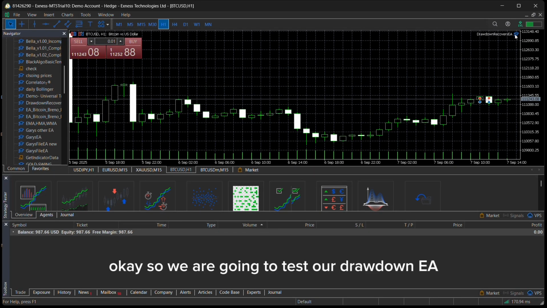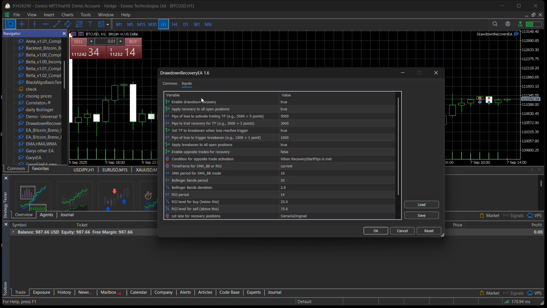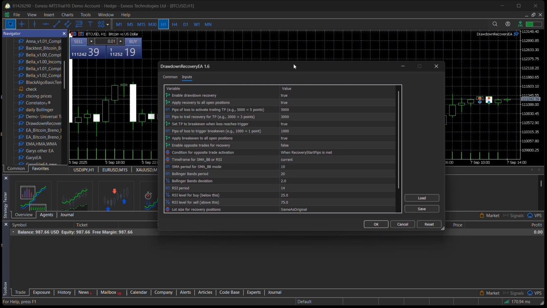Okay, so we are going to test our drawdown EA. Right now it's on the chart, so I'm going to remove it and attach it again. Okay, so these are the inputs.